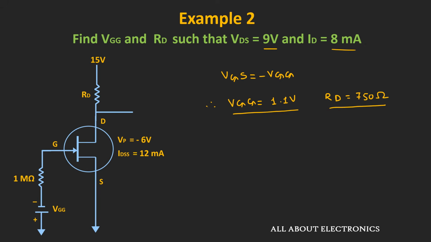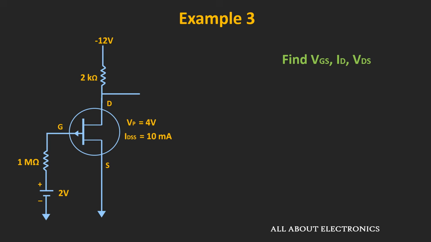So far in our discussion, we have only talked about the N-channel JFET, but similarly the P-channel JFET can also be configured in the fixed bias configuration. So now let us take the third example based on the P-channel JFET. In this example, the P-channel JFET is configured in the fixed bias configuration, and we have been asked to find the value of voltage VGS, current ID and the voltage VDS.